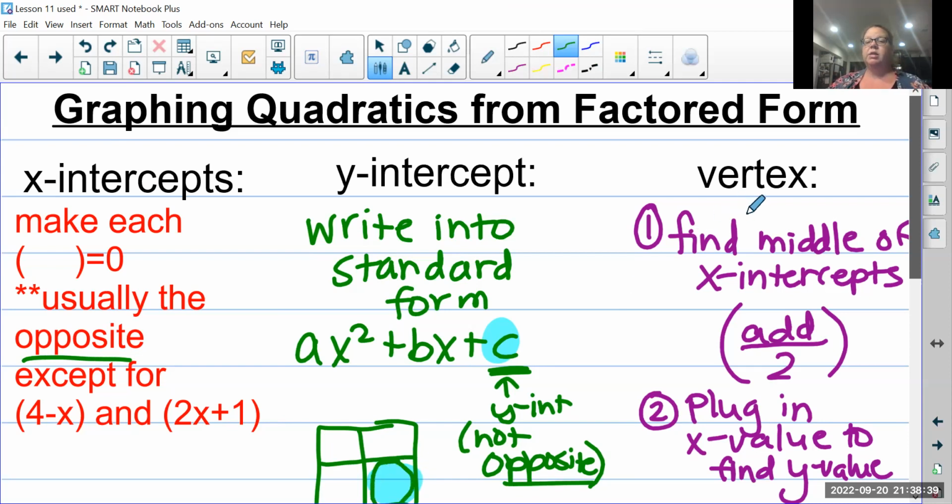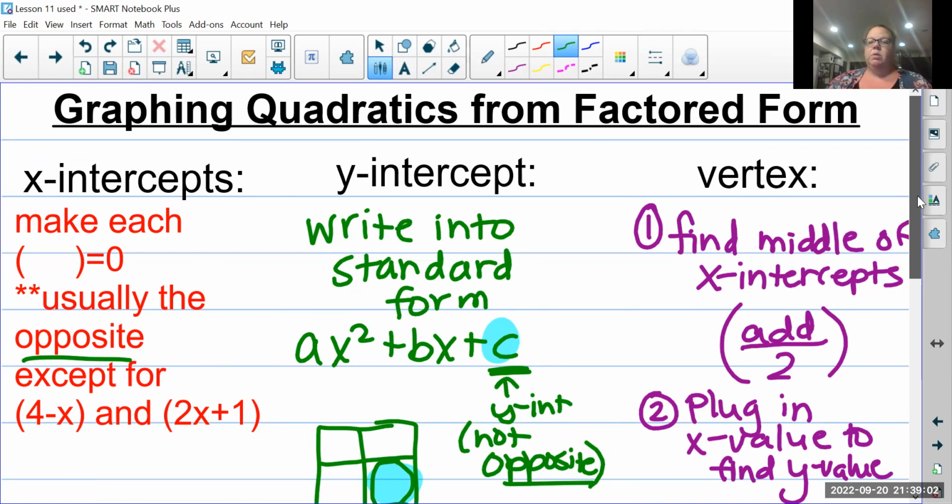And then the vertex, there's two steps to it. The first step is we find the middle of the x-intercepts. And remember, if you can't visually think through it, you just add them up and divide by 2. Make sure you do it as two separate steps. Add them together, divide by 2. And then the second step is you take that answer and you plug it into the equation to find the y value. So these are all the steps.